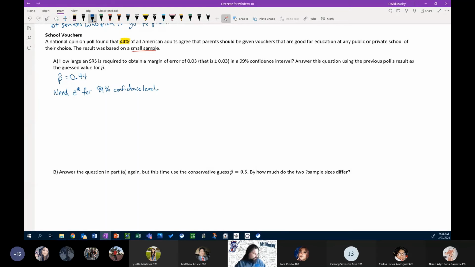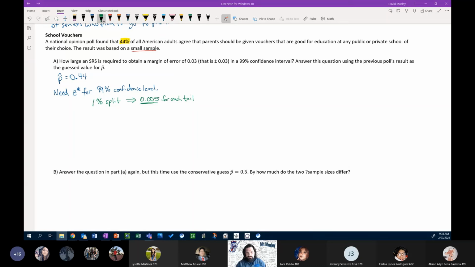So to do that, we have to figure out what's left on the two tails, right? So if we're looking for 99%, that leaves 1% to split between both tails. So this means that we have 1% split. That gives us 0.005 for each tail. So we find 0.005 on table A.